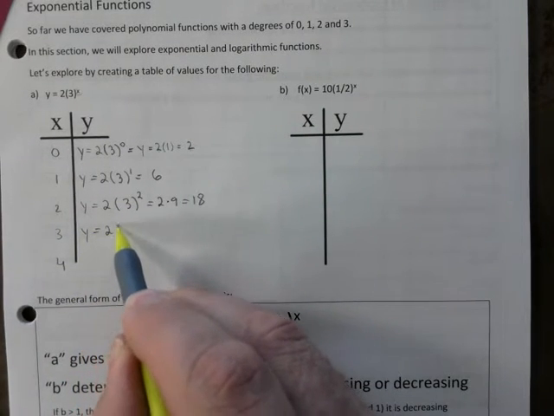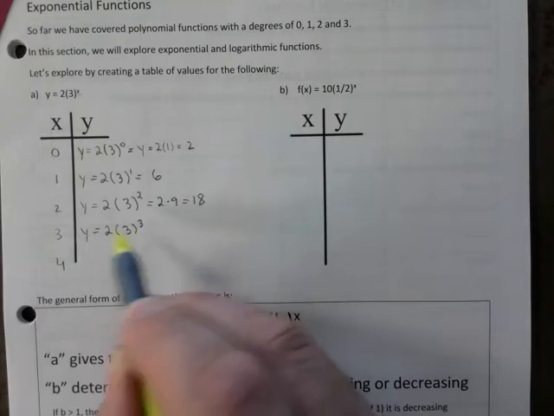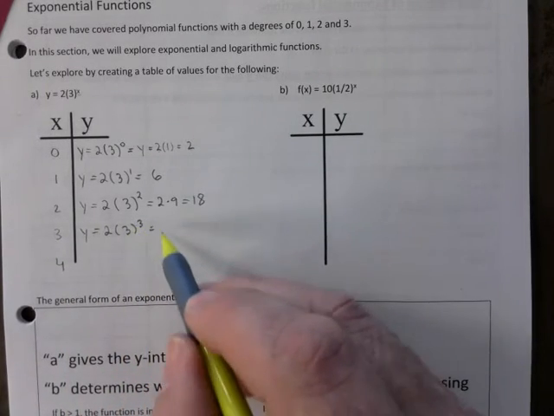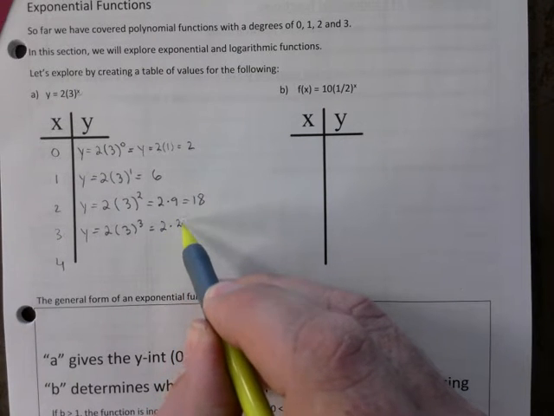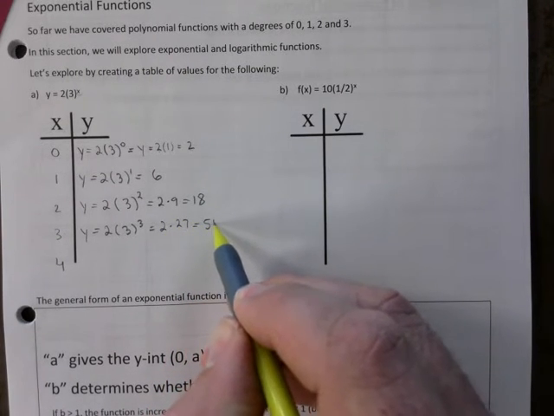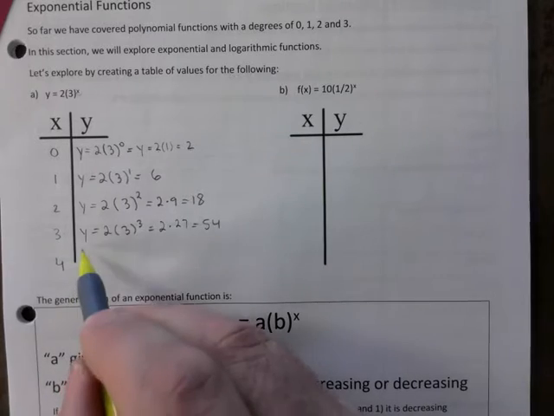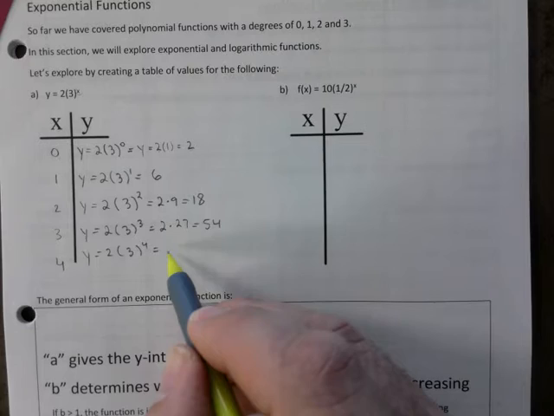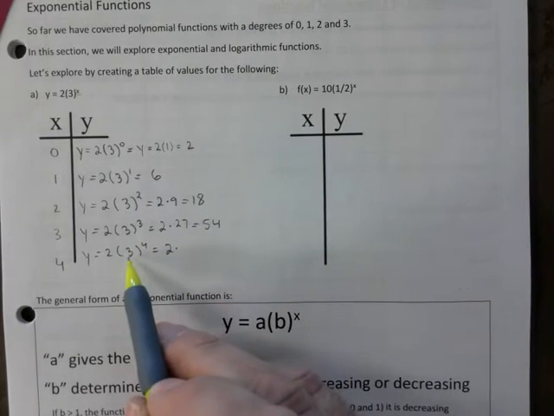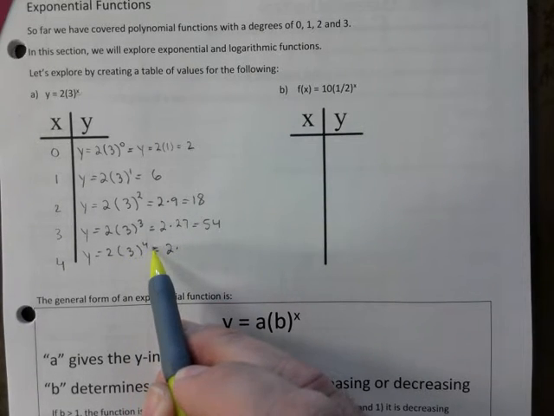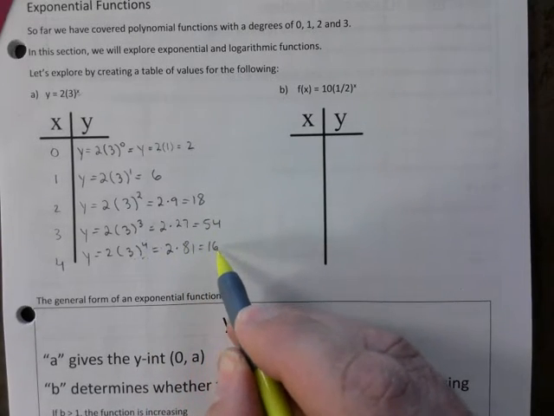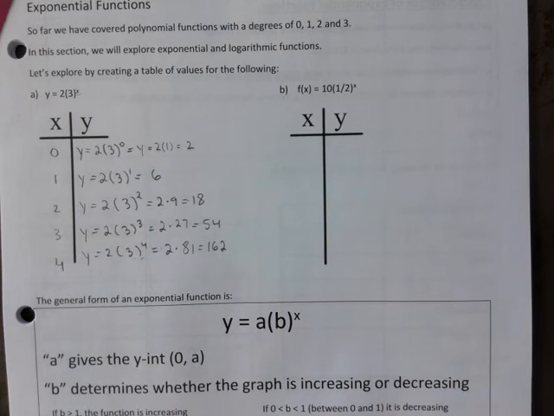Next, y is equal to 2 times 3 to the power of 3. Notice x is always my exponent. What's 3 to the power of 3? 27, right? Which is 54. And then next is y is equal to 2 times 3 to the power of 4, which is, break it down into 3 squared times 3 squared. 9 times 9, right? 81. That's 162. Okay? And let's see if we notice a pattern.